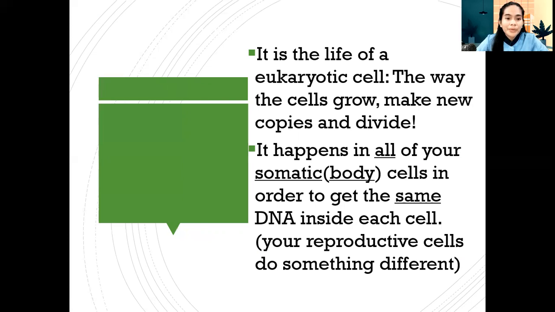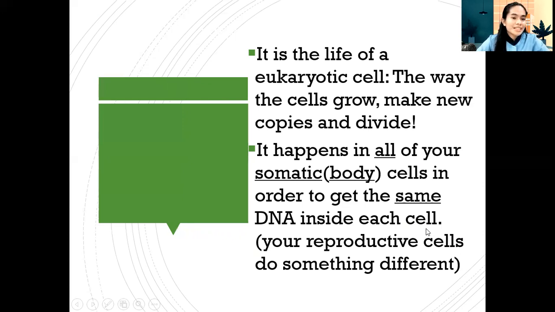We grow, we undergo biological processes. So those are the common reasons why we really have to undergo cell division. It happens in our somatic cells or body cells in order to get the same DNA inside each cell. Your reproductive cells do something different.